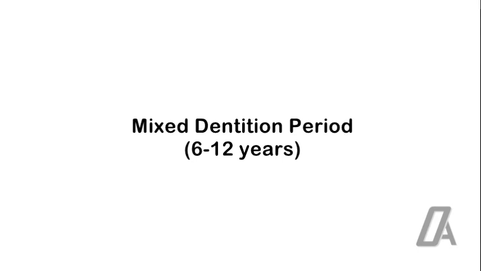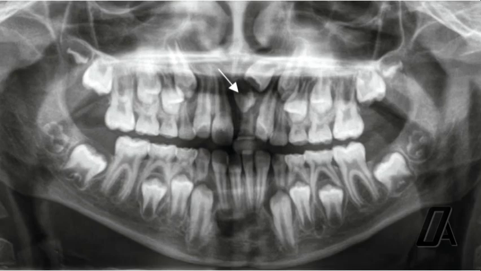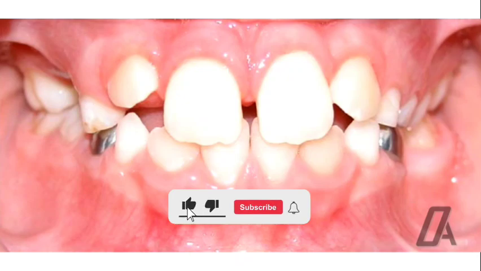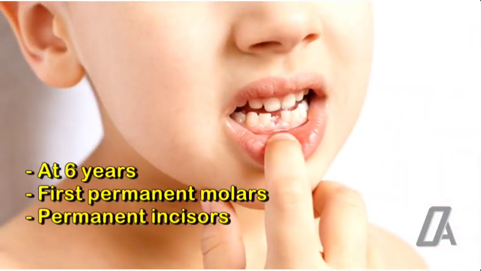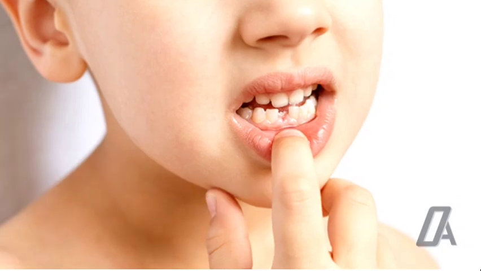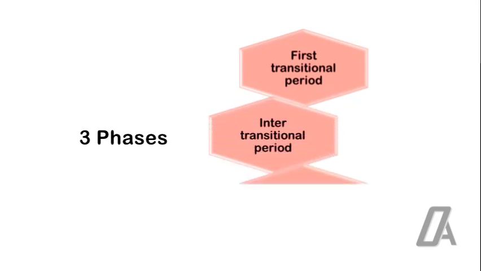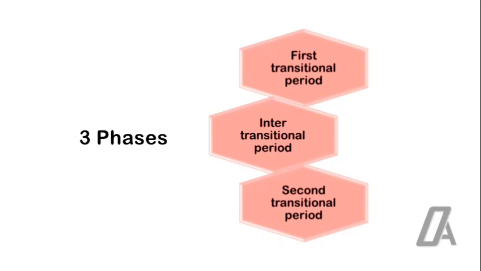The mixed dentition period spans roughly from 6 to 12 years of age. This is a transitional phase, when both primary and permanent teeth coexist in the oral cavity. The mixed dentition period marks one of the most dynamic and significant stages in occlusal development. The transition from primary to permanent dentition begins at 6 years, with the eruption of the first permanent molars and permanent incisors. The mixed dentition phase is divided into 3 distinct periods. First transitional period, intertransitional period, and second transitional period.